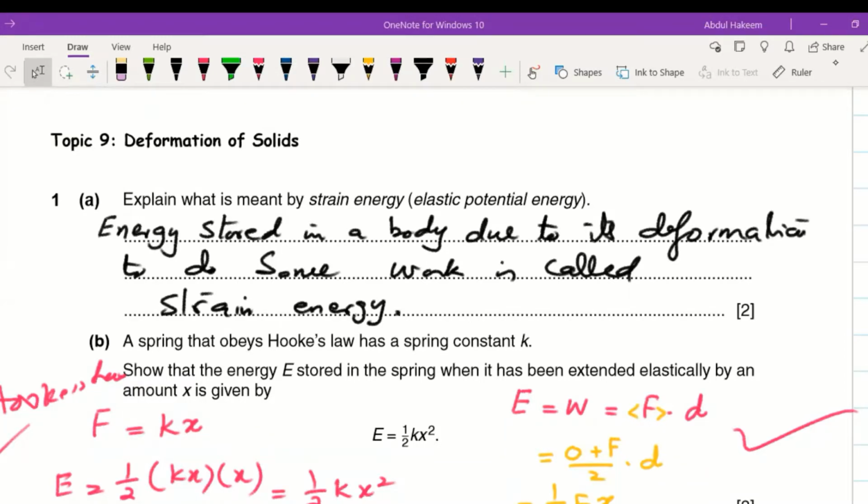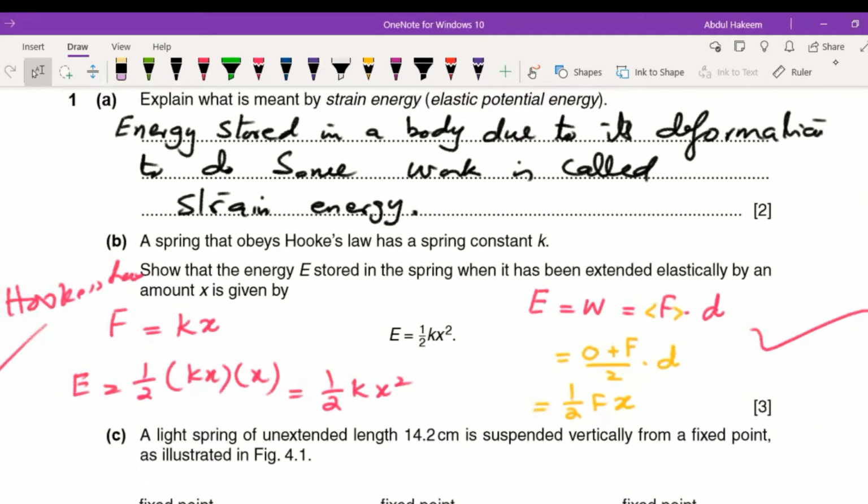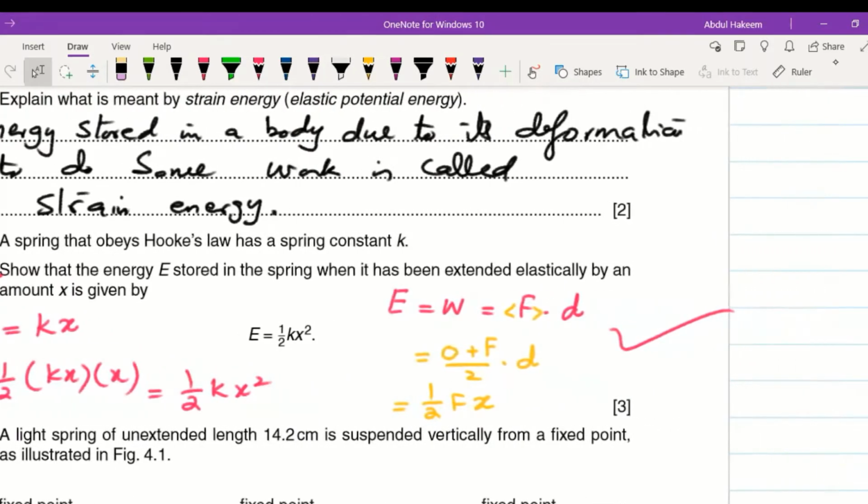Okay, done. First part, right. So, second, a spring that obeys Hooke's law has a spring constant K. Show that the energy E stored in the spring when it has been extended elastically by amount X is given by E is equal to half Kx square.